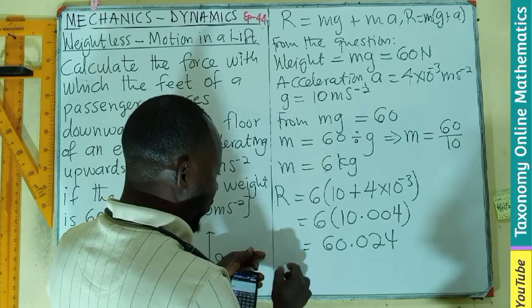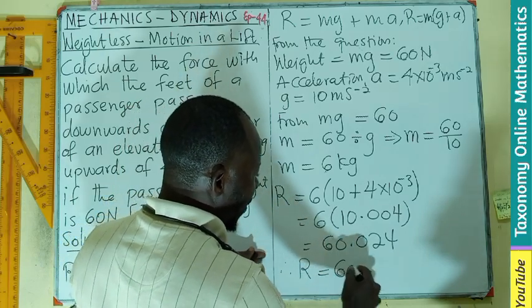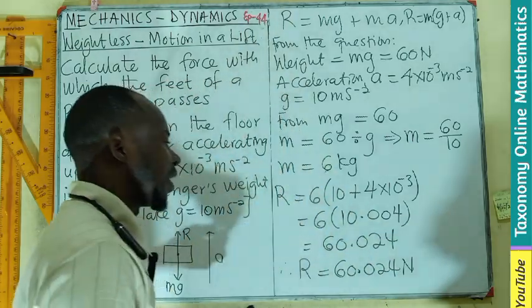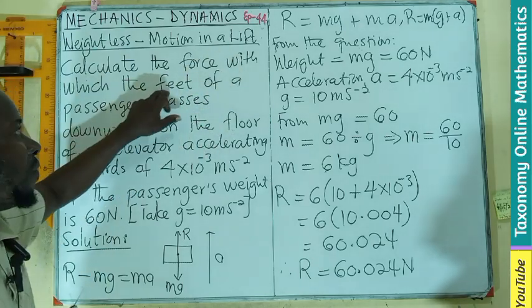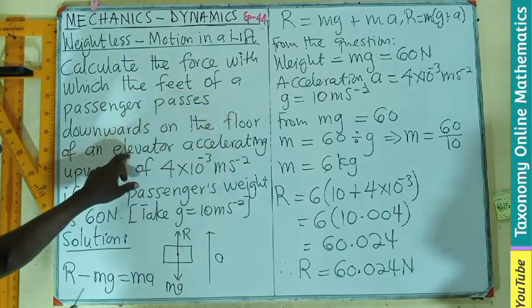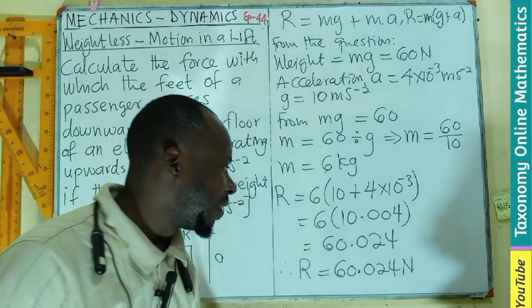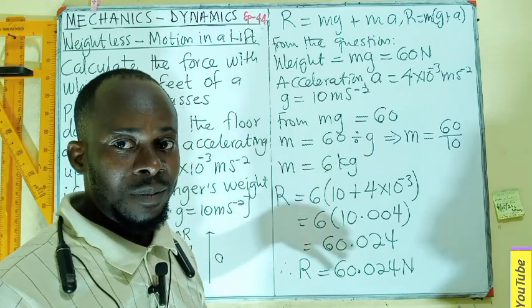Therefore, the apparent weight will now become 60.024, with each unit being what? Newton. So you're looking for the force with which the feet of the passenger press downward on the floor of the elevator. That is the apparent weight they are looking for, which is 60.024 Newton, more or less equal to the weight of what? The body.